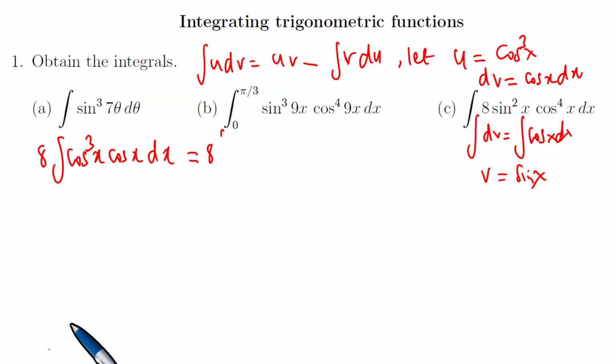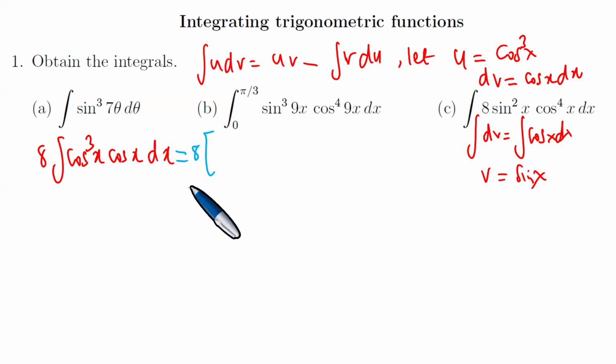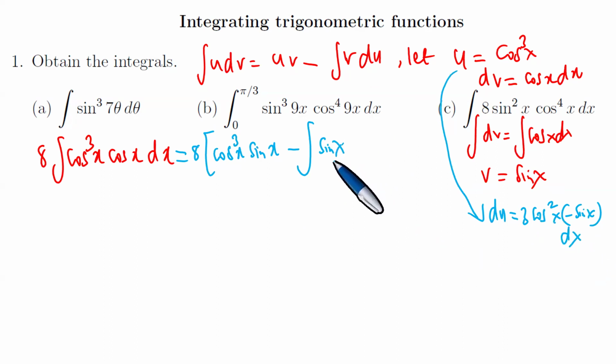So now let's put out the 8. Which means that this is going to be u times v. What is u? It's cosine cubed. v is the sine. So cosine cubed times the sine, minus the integral of v du. What is the integral of v du? Because u is this one, which means that du is going to become what? It's going to become 3 cosine squared x times minus the sine of x dx, by the chain rule. So now we have v, and v is the sine, but du is what?